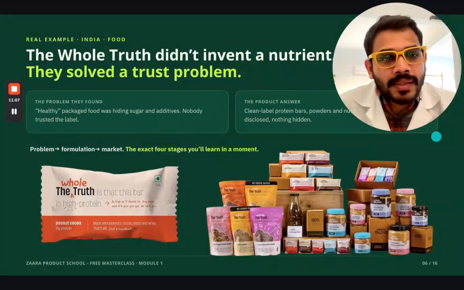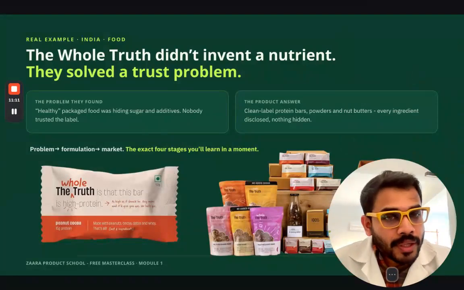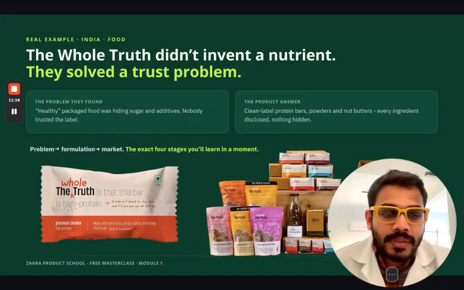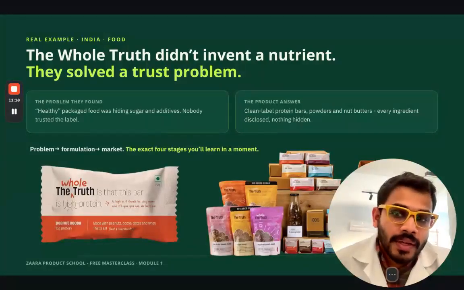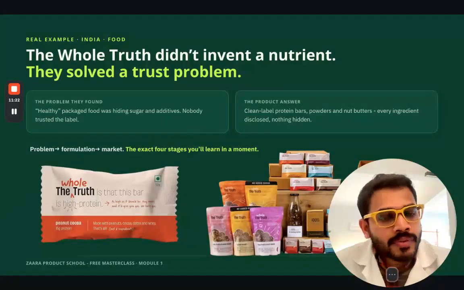So the answer of Whole Truth Foods is a clean label: protein bars, powders, nut butters, with every ingredient disclosed. This is the area where Whole Truth Foods is working. They analyzed a problem, developed a formulation, and launched it in the market. So this is the way of product development.